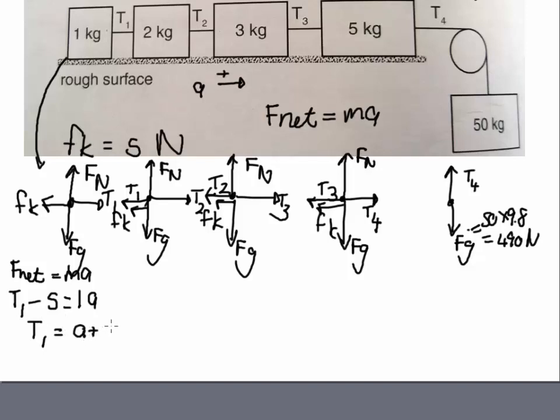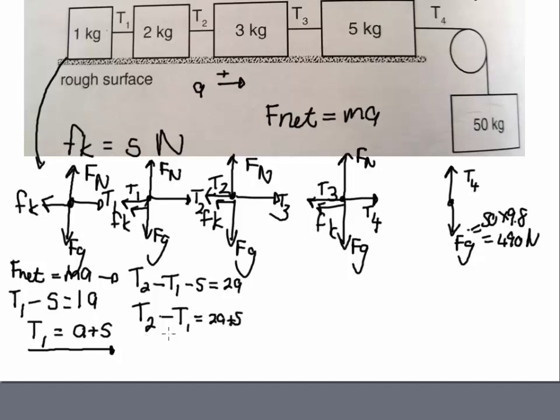and we can rewrite this as T1 equals A plus 5. And that is now our first equation that we come up with. Then for the second one, if we once again use F net equals MA, we're going to have T2 minus T1, and now minus our frictional force, which is 5 Newton, equals MA, where the mass is now 2. So we're going to do T2 minus T1 is equal to 2A plus 5, and that is our second equation.